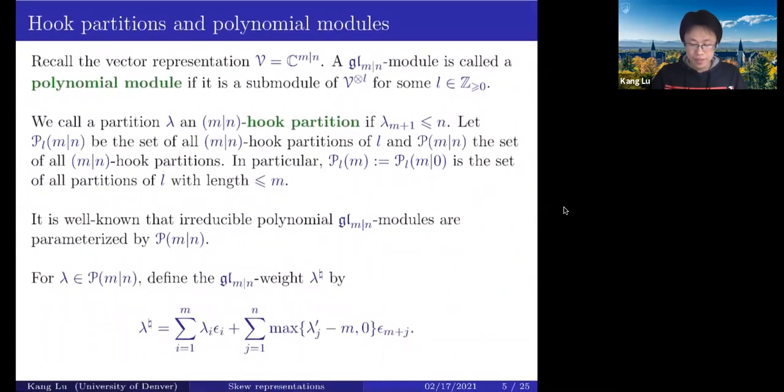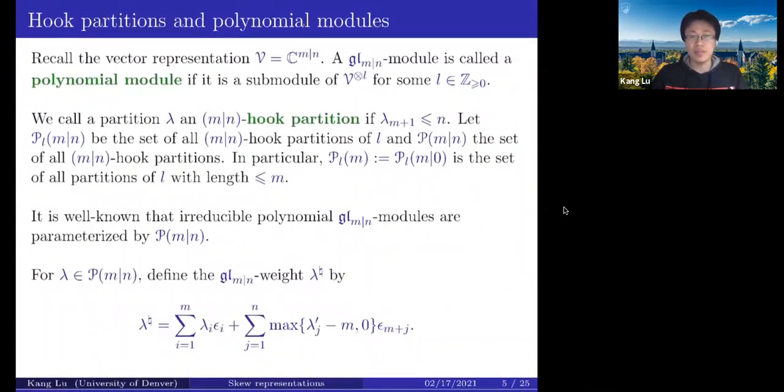Okay. So we consider particular representations, the polynomial modules. In general, the category of finite dimensional representations of the superalgebra is not semi-simple. But if you consider the polynomial modules, this subcategory is semi-simple. Those are the modules which are submodules of the tensor power of the vector representation. Those irreducible ones are parametrized by partitions, again, by the (m|n)-hook partitions. Such hook partitions have an extra condition, that is, lambda_{m+1} should be no more than n.